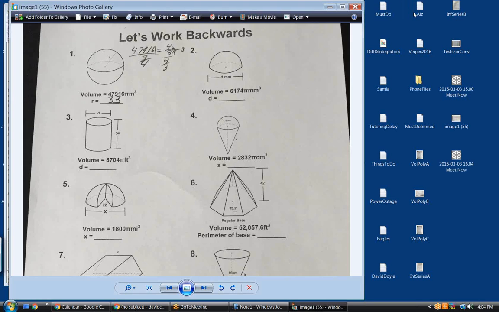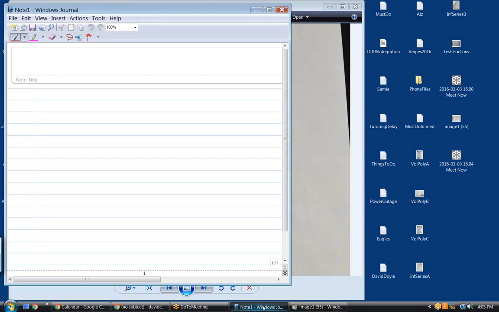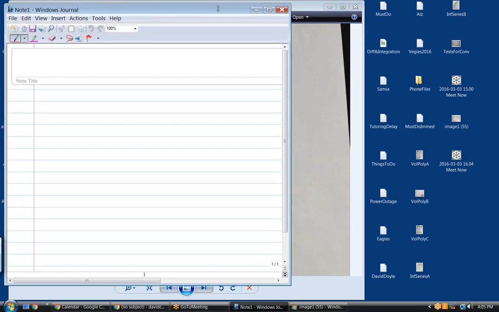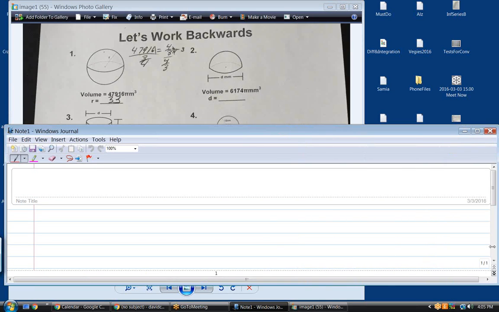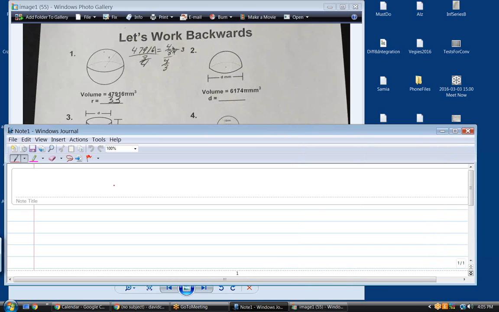Okay. So we're still on volumes of polyhedrons, only let's work backwards. Whenever you see that, basically what you want to always do is start out with the general formula. Okay? If you have the general formula, then it's really relatively easy to work backwards. What's the general formula for the volume of a sphere?